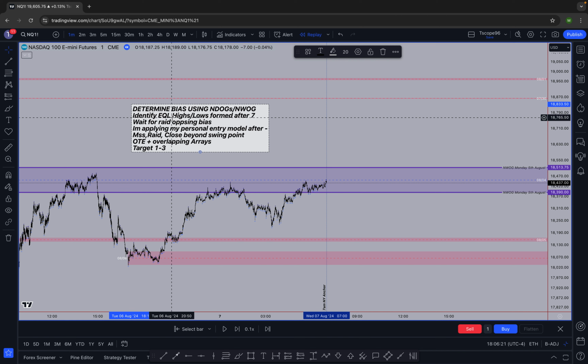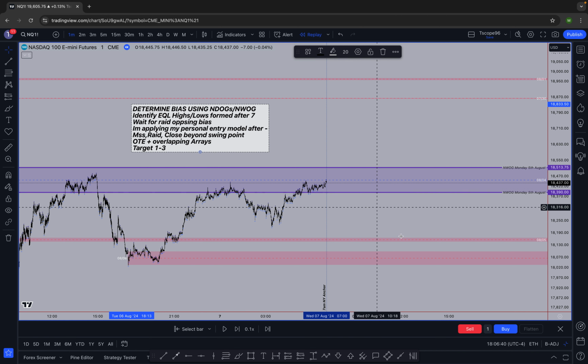We want to identify equal highs or lows formed after 7 o'clock New York time. So this line demonstrates where 7 o'clock New York time is. And we want to wait for equal highs to form, in today's case, to see those get raided. So we're waiting for a raid opposing our bias.